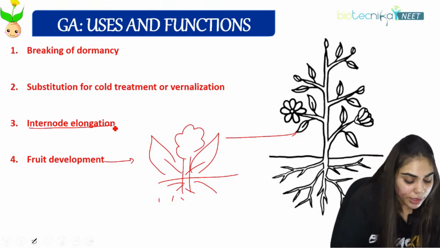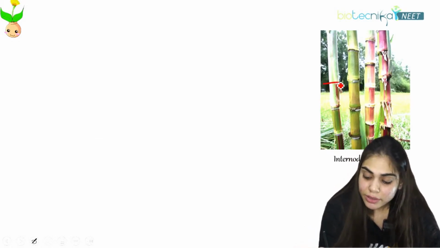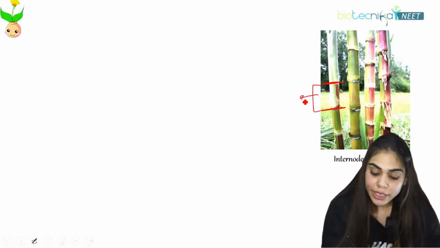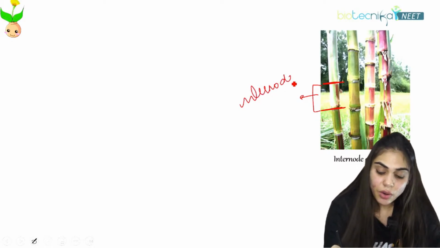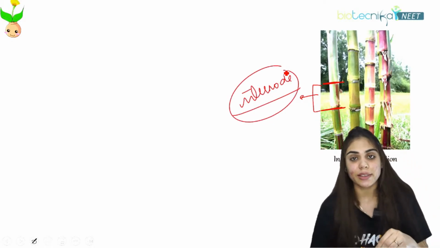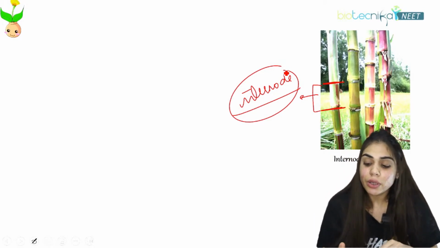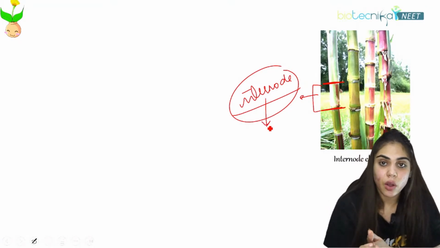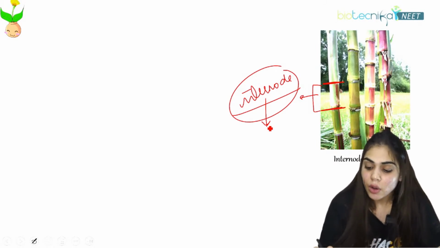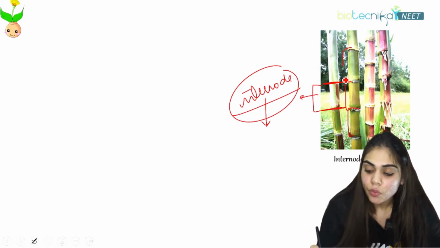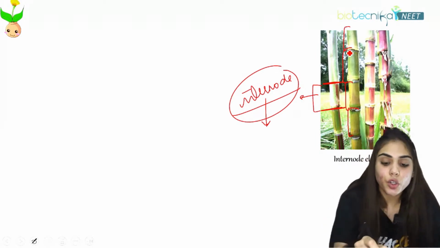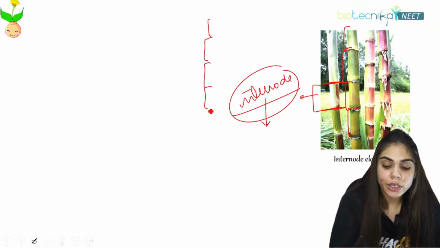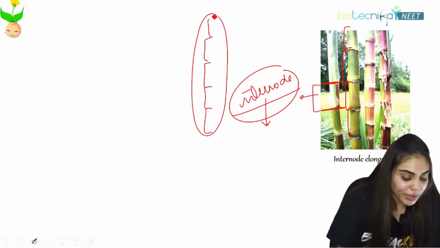It also helps in internode elongation. So you can see in the diagram, this is a diagram of a sugarcane plant. This is one node and this is another node. And the distance between two nodes is called the internode. What is it called? It is called the internode. So when you spray this gibberellin in the agricultural field, it will cause the internode to elongate. And what is the consequence of this internode elongation? It will increase the size of the plant. How? Because the internodes are increasing. When they increase, the size of the plant will automatically increase. The plant will be taller in comparison to the previous one.